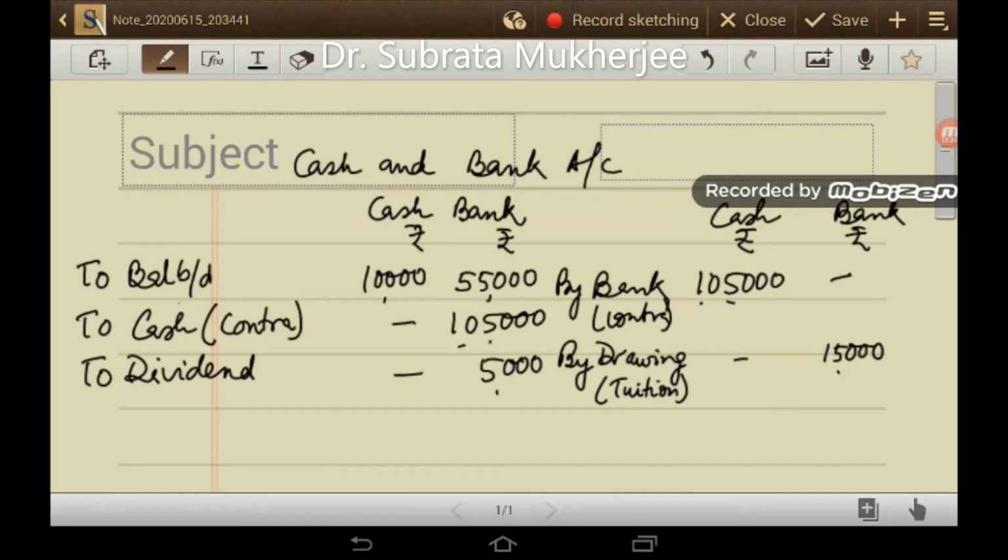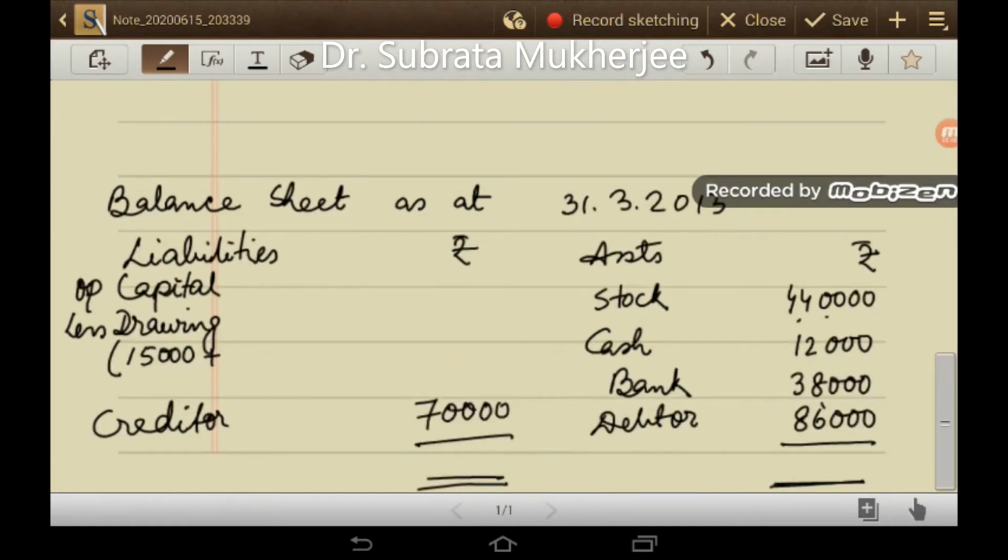Next item is tuition fees of child paid by check. So in the bank column I have written by drawing, within brackets tuition, 15,000. This will be posted in the closing balance sheet as drawing. So tuition fee, which is a drawing, I have written in the closing balance sheet as opening capital. We will find that out from the opening balance sheet, less drawing, within brackets 15,000.